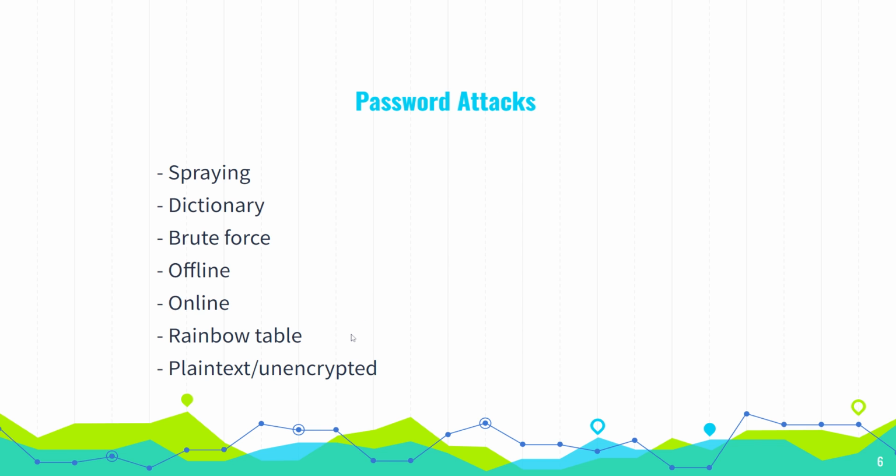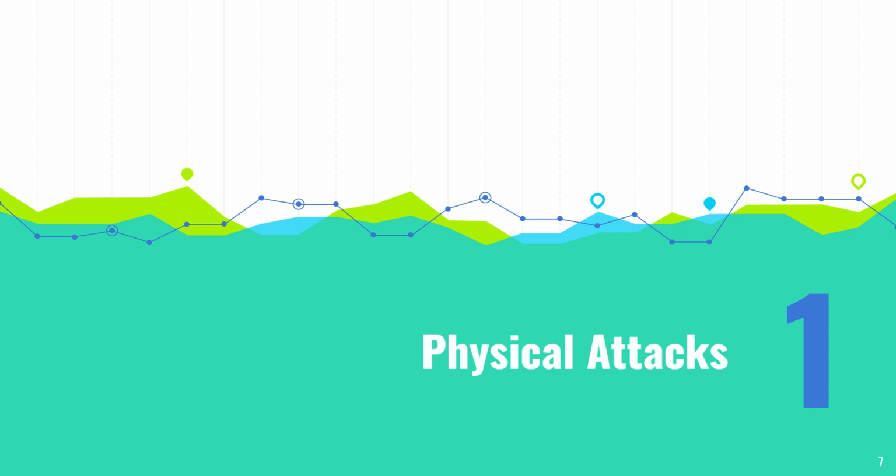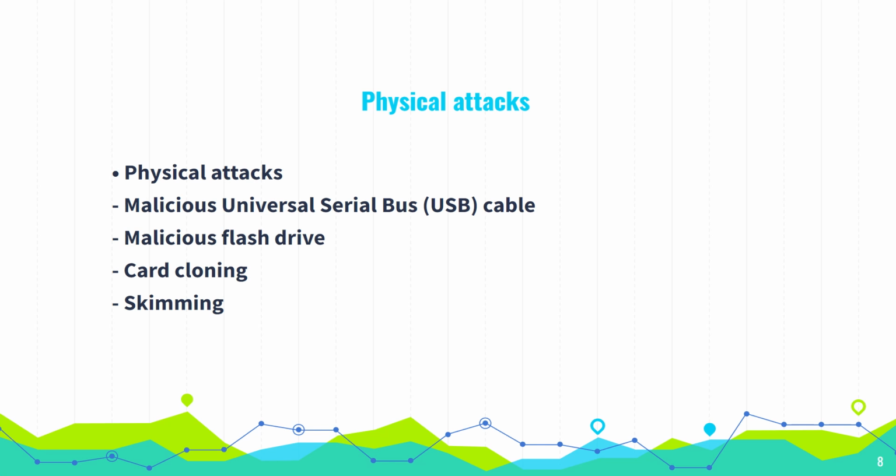Okay, and then we have plain text and unencrypted. Basically, if it's just not secure overall, then you can use something like Wireshark or some sort of packet sniffer, and you can see the password as it's being transmitted. Now we have physical attacks. We have malicious universal serial bus (USB) cable, malicious flash drive, card cloning, and skimming.